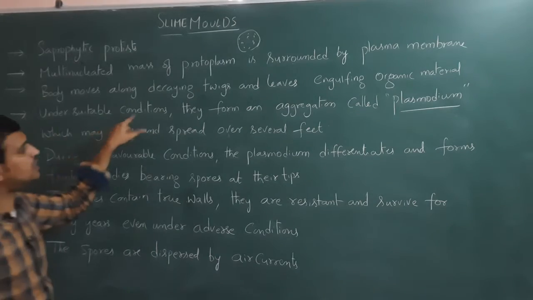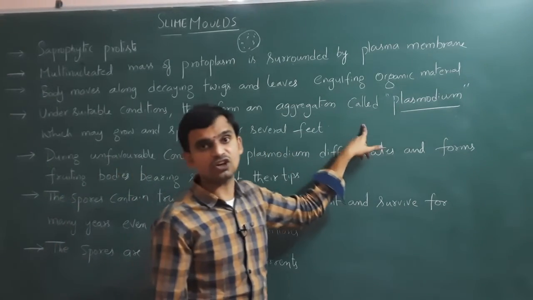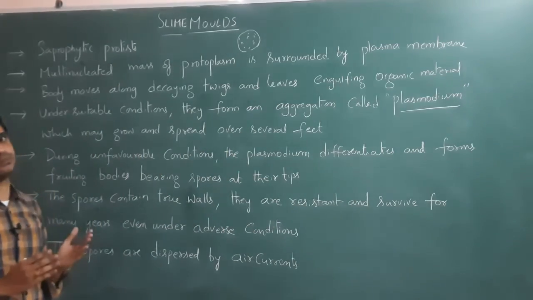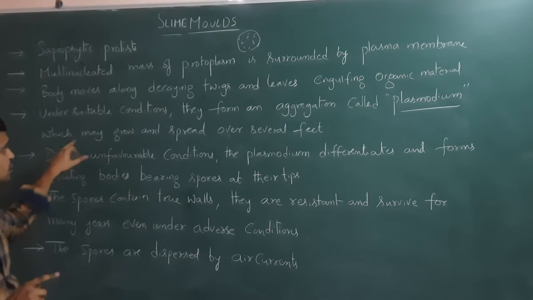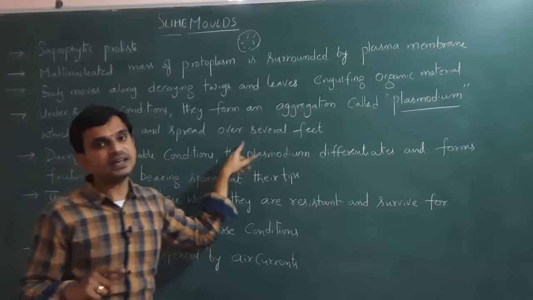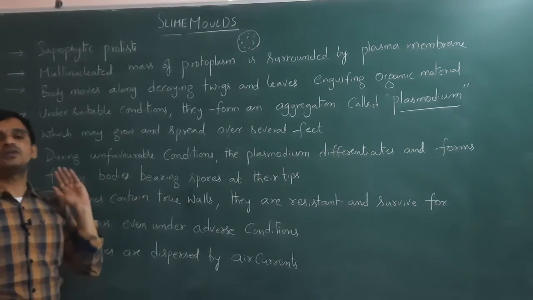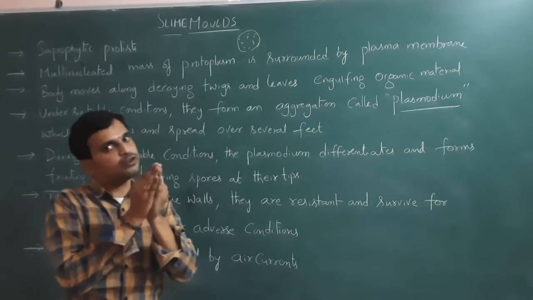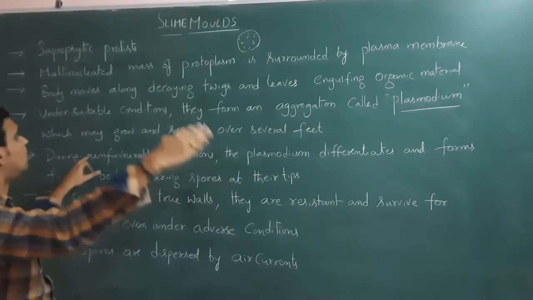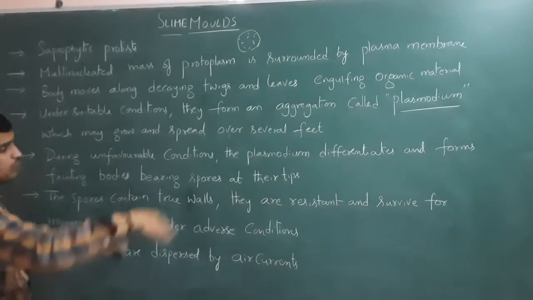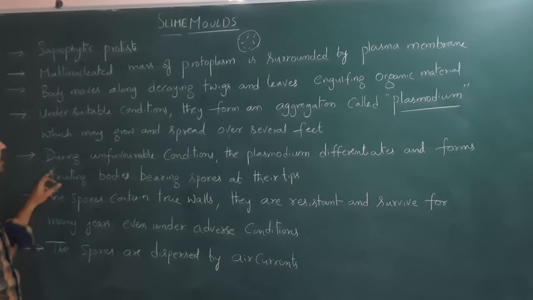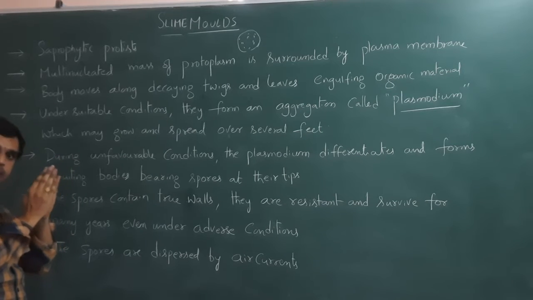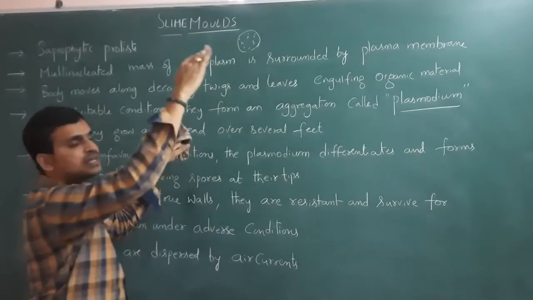Next, under suitable conditions, the slime molds form an aggregation called plasmodium. Here a number of slime molds can aggregate together to form the plasmodium, which may grow. The plasmodium can grow and spread over several feet. So you should remember, during favorable conditions, a number of slime molds aggregate together to form the plasmodium, and the plasmodium may grow and spread over several feet.